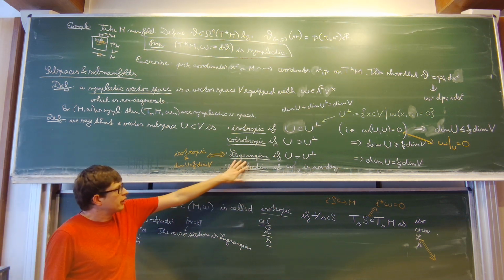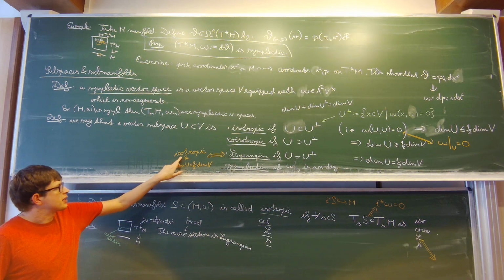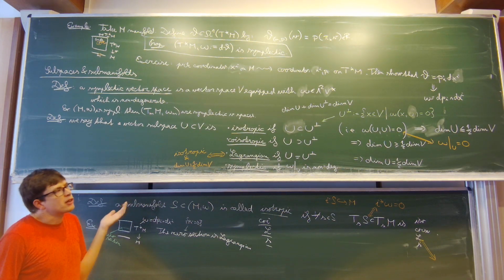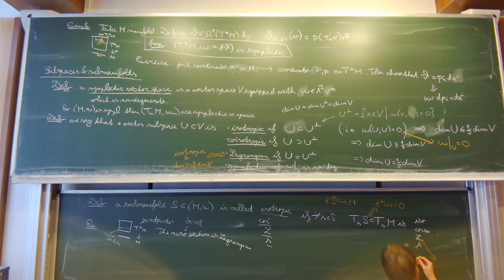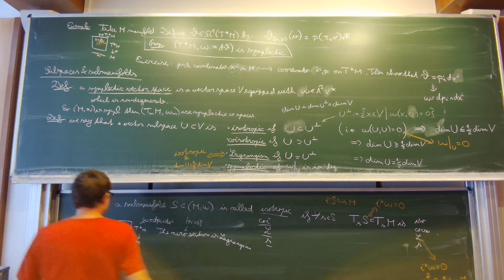So to check Lagrangianity it is enough to check that it's isotropic and that some numbers match, namely the dimensions. So something is Lagrangian if this thing is 0 and the dimension of S is exactly half of the dimension of M. Okay.